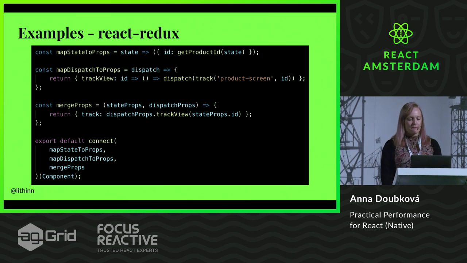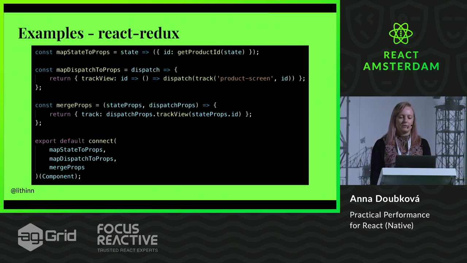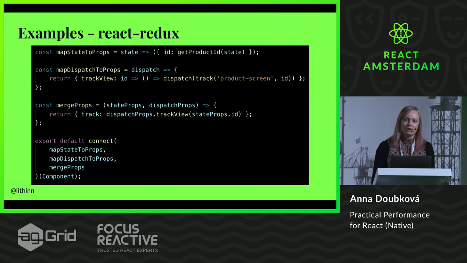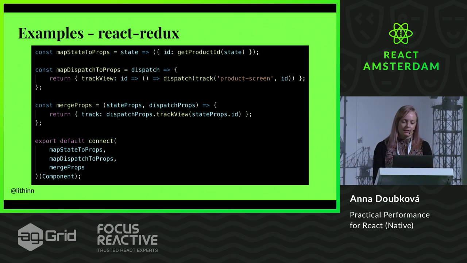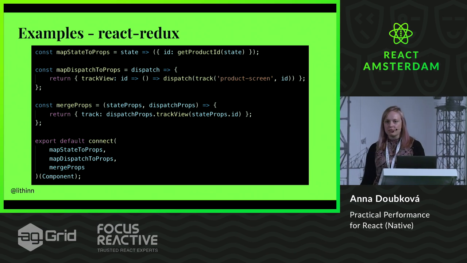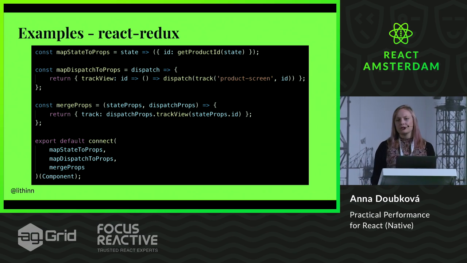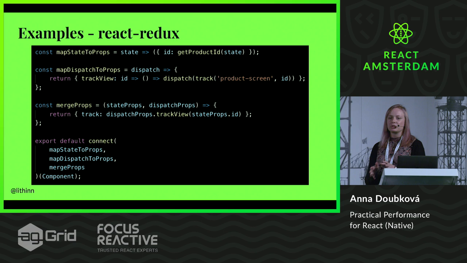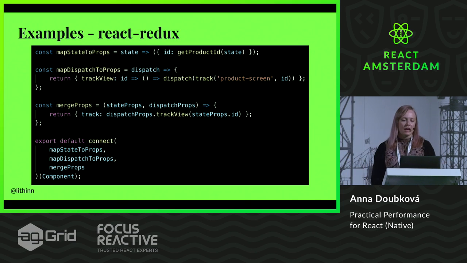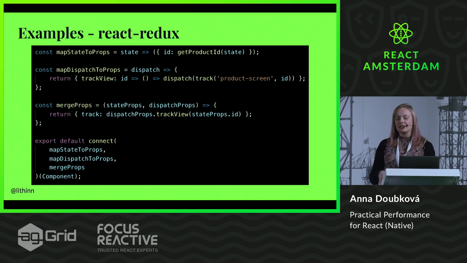A far bigger effect on performance, I believe, is the connect and the way we connect React to Redux in our components. In this example, we have some component that needs to track itself when, let's say, it mounts. And we want the component to be quite dumb, so we don't want to give it too much information. Ideally, we just want to give it a track function that will do the whole work on its own. That way, it looks cleaner in the component.